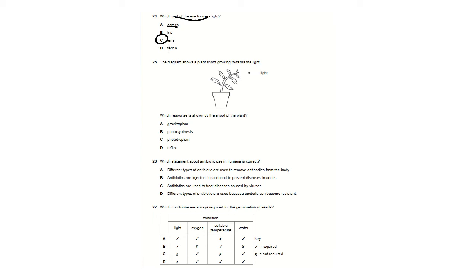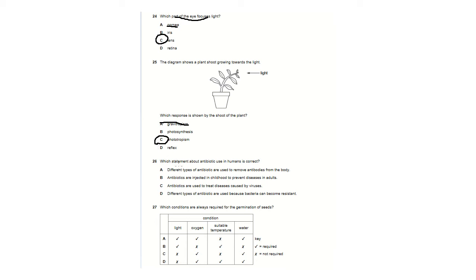25 is fun because 25 is actually the same question as question 1, where we saw the small plants bending towards the light. Well, we asked here which response is shown by the shoot of the plant. Gravitropism? No, that is towards gravity, so this one is wrong. Photosynthesis, many of my students say that, and it's true that light will cause photosynthesis in the leaves, but we're not asking about that, we're asking about why it bends, and that is due to phototropism, growth towards the light.